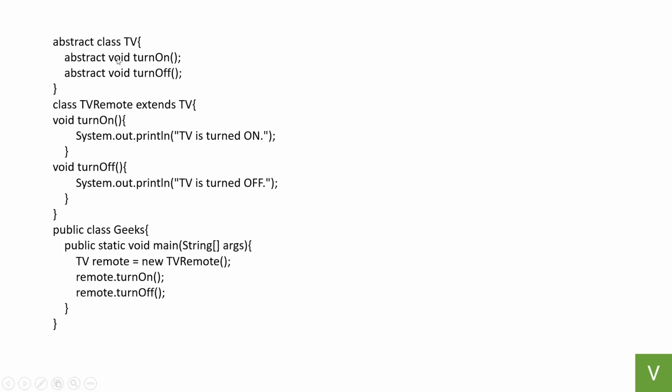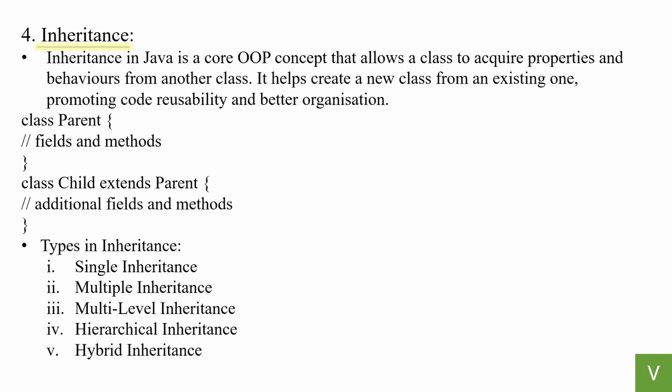In abstract classes, we define a method, but we do not declare it. It can be declared outside the abstract class. So this is about abstraction. Now let us look at what is meant by inheritance.